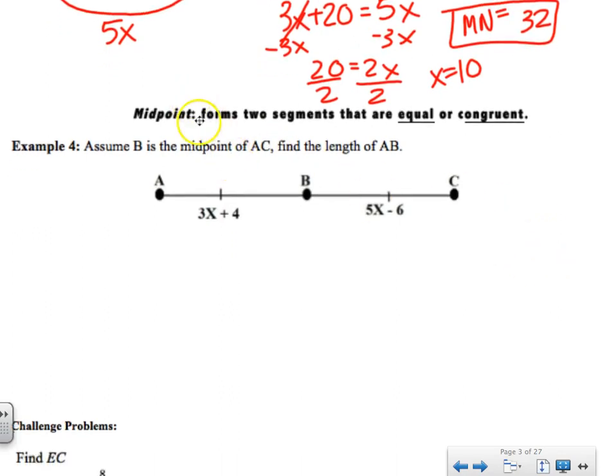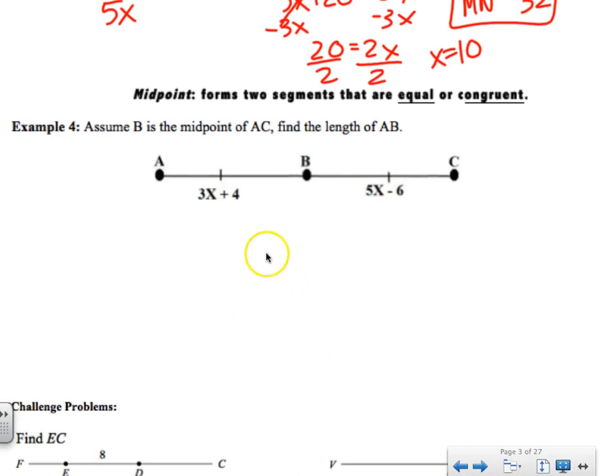So midpoint, we know is the middle, so I know B would be my midpoint, and I know it breaks it into two equal parts or congruent parts. So this little tick mark right here tells me that this segment is the same as this segment. Okay, so if something is the same, I know they are congruent and I know they're equal.